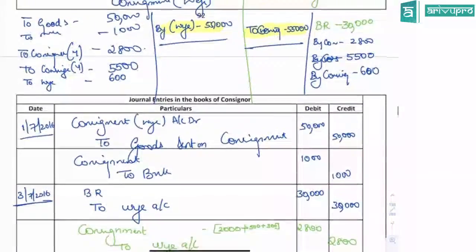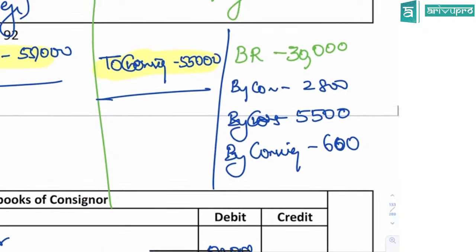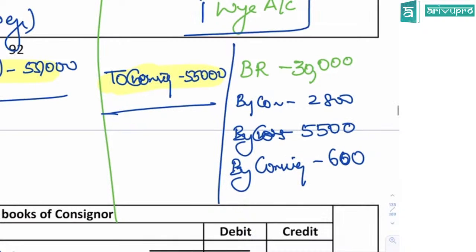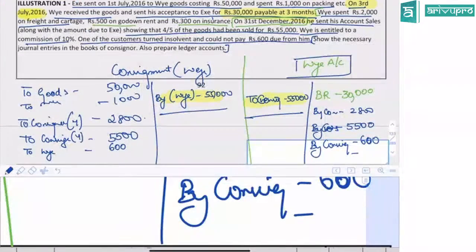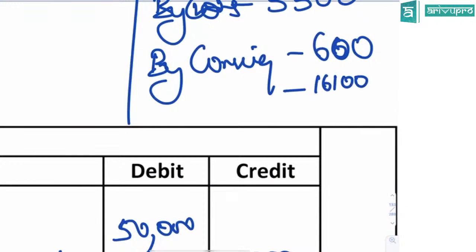Now, see here. If I look into Y's account, how much more money does he have to pay you guys? 55 minus 30, and so on. I think he has to pay you guys 16,100. So it will become by bank.